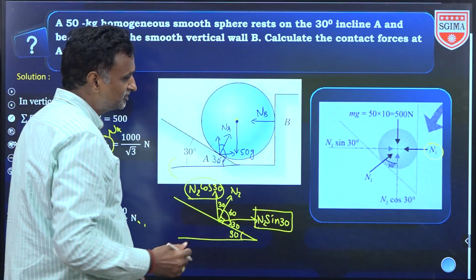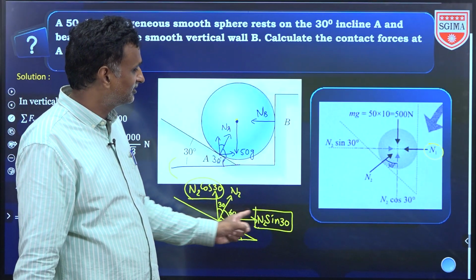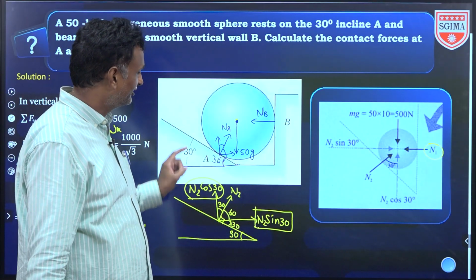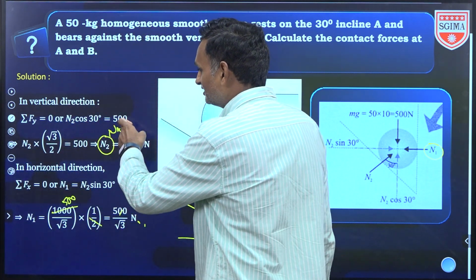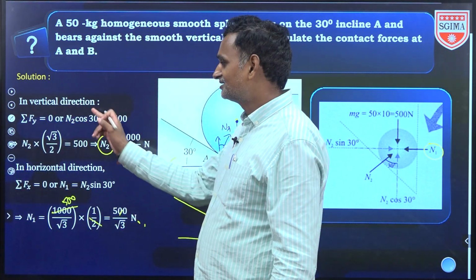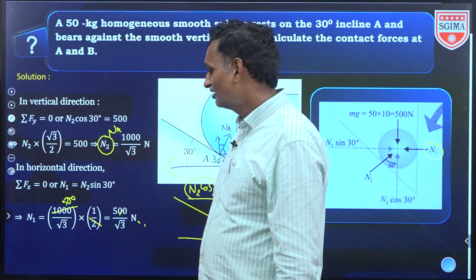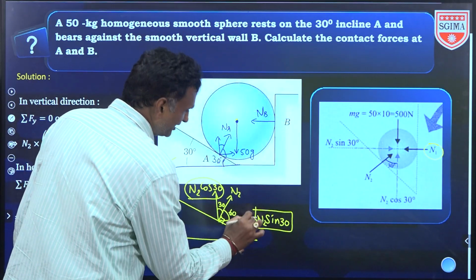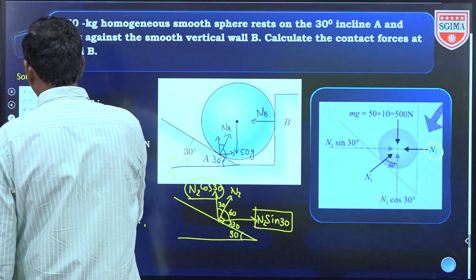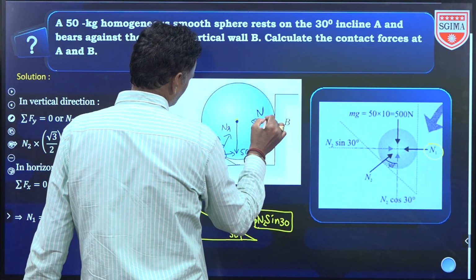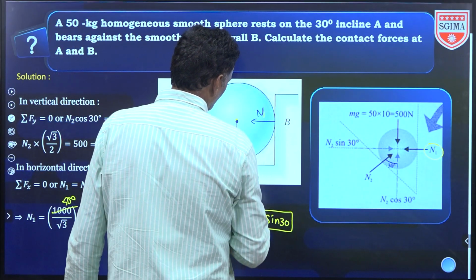Now there is no doubt here in this case. We just get the same answer. N2 sin 30 on the x-axis, first the y-axis. N2 cos 30 upward, 500 downward. Cos 30 we get root 3 by 2, so we can get N2. Got clear? Next, x-axis. N2 sin 30 on the right side, left side NB. NB, not N1, they have taken N1. Let us take the same.